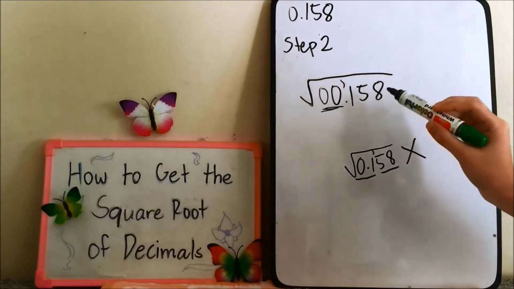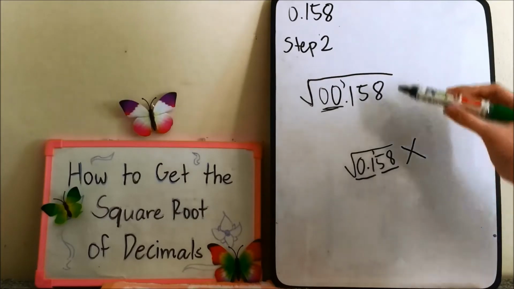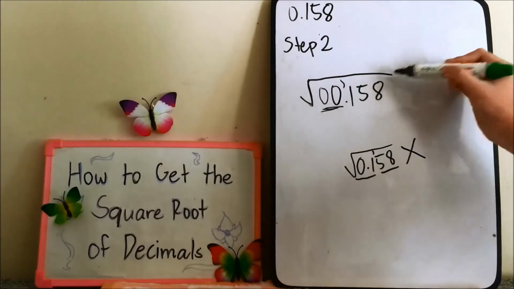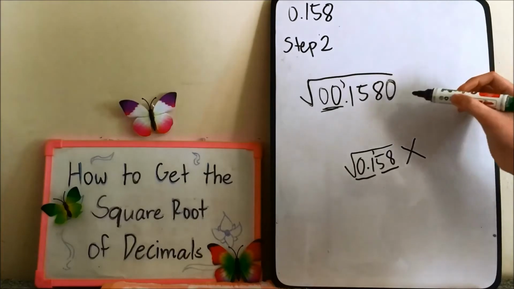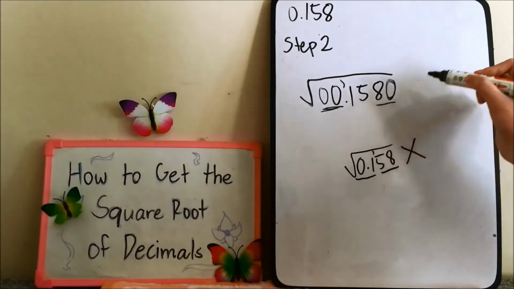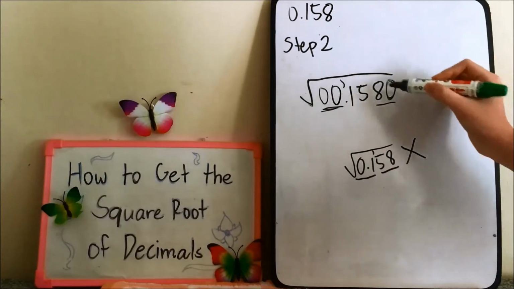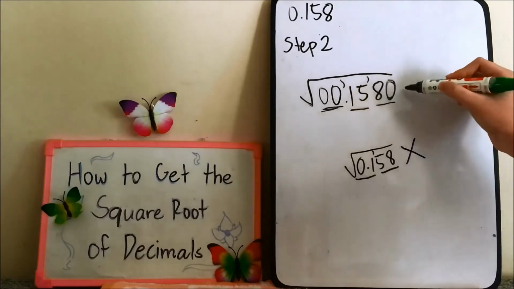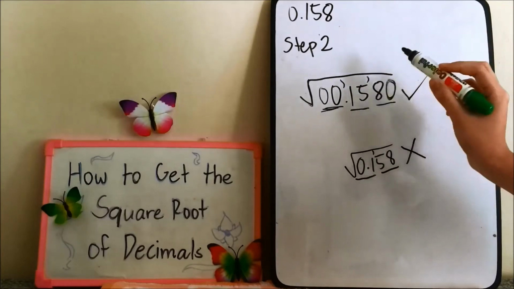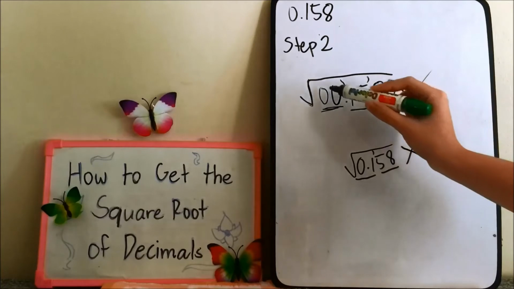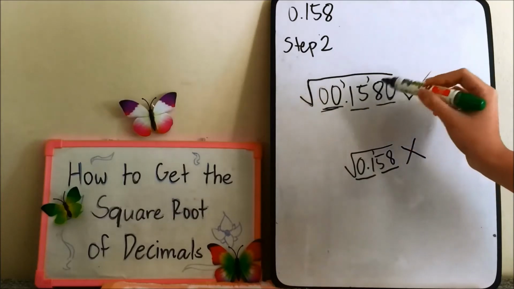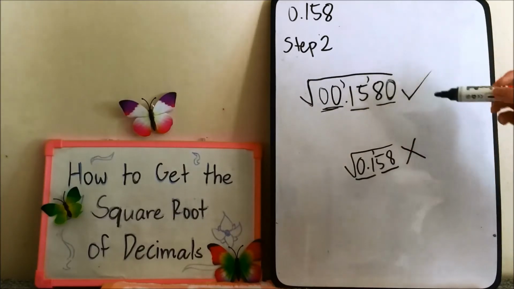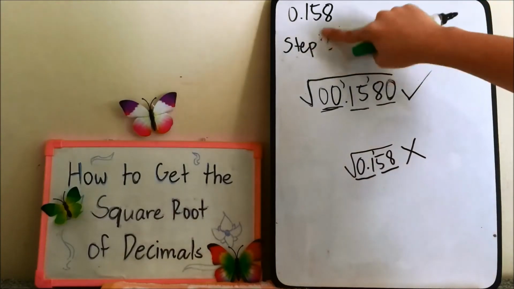Now time to pair the decimal parts of the number. We put 0 again after 8. So 8 will have a pair and the value of the number did not change. This is the correct way of pairing the digits of decimals. So now we have 3 pairs, 0, 0, 15, and 80. So let's move on to our next step.